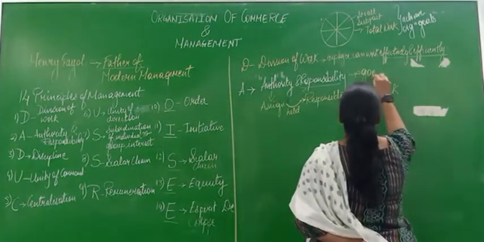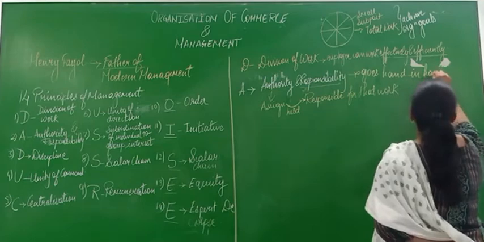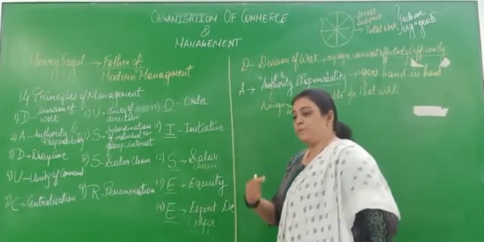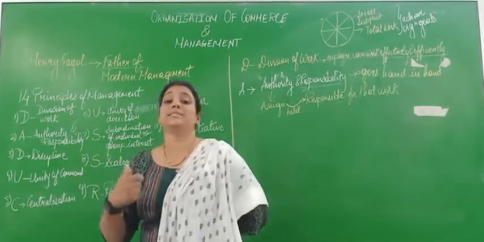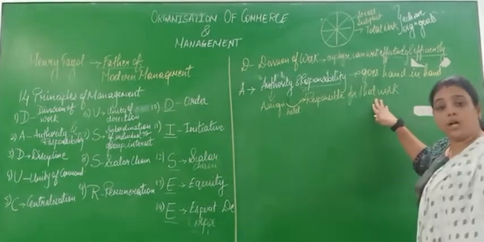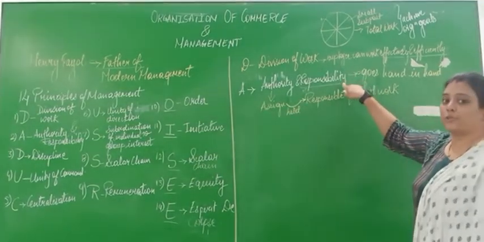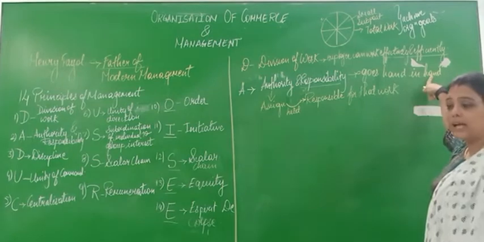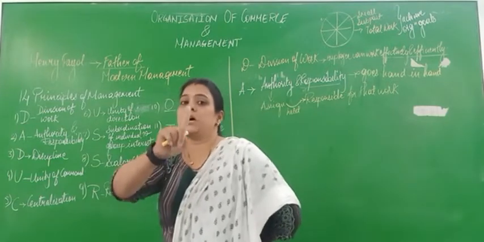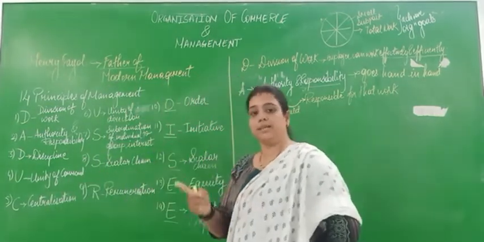So you see that with authority, responsibility goes hand in hand. That is, every manager should be provided with good authority. He should be assigned the authority and he will be held responsible for that particular work, right? Authority and responsibility go hand in hand. Where there is authority there will be responsibility, but it is not necessary that wherever there is responsibility there will be authority. But with authority, responsibility goes hand in hand.